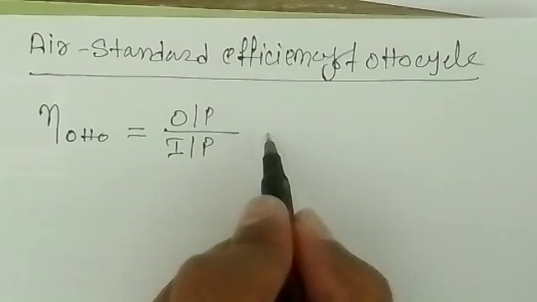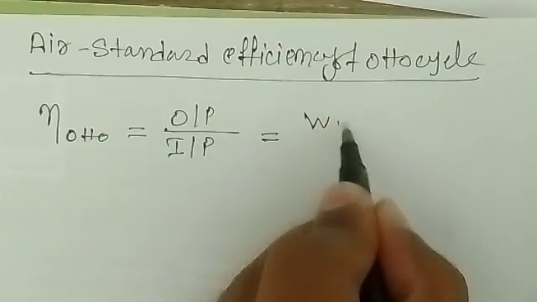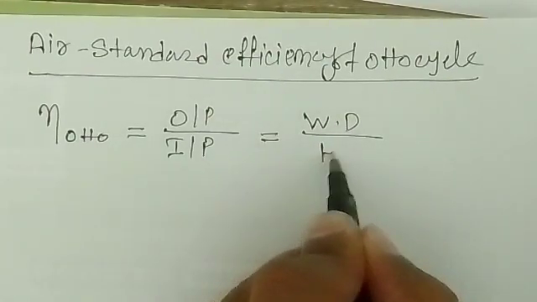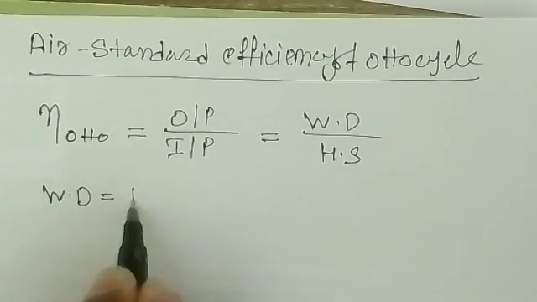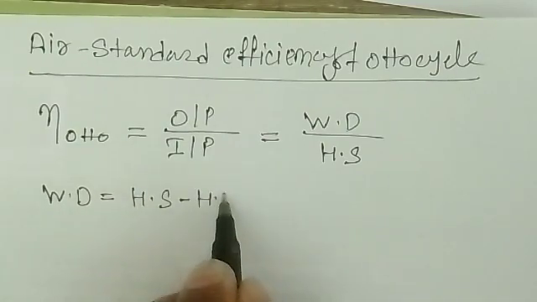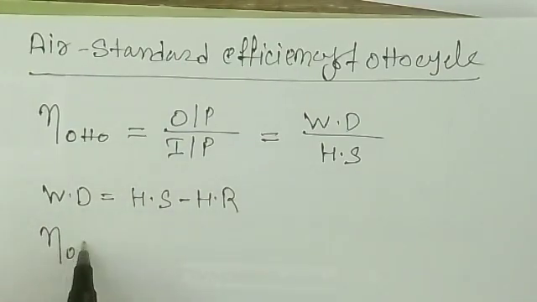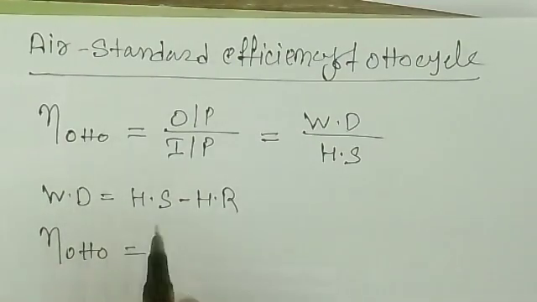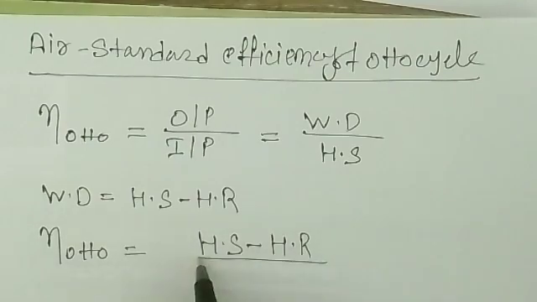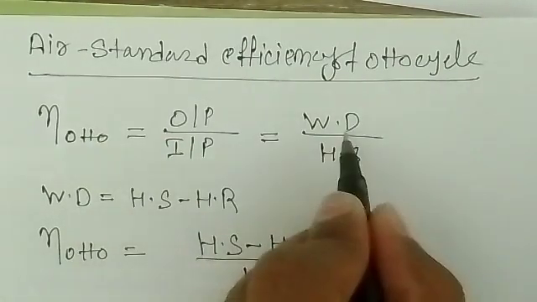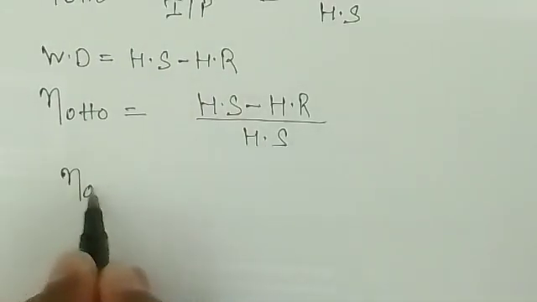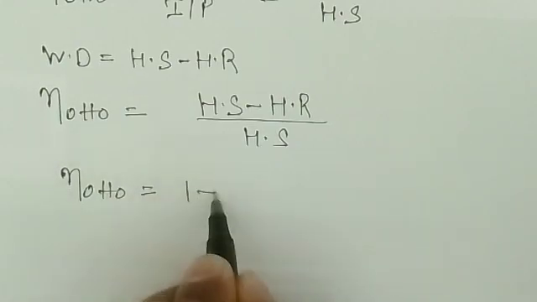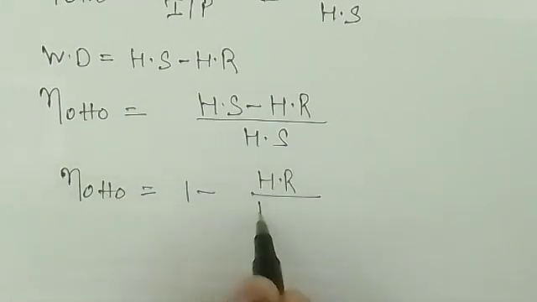So output is nothing but the work done, WD, and the input is the heat supplied. Again you know that work done is equal to heat supplied minus heat rejection. So when you substitute this into the above equation, the efficiency of the Otto cycle will become heat supplied minus heat rejection by heat supplied. The heat supplied gets cancelled. So the Otto efficiency, that is eta Otto, is equal to 1 minus heat rejection by heat supplied.